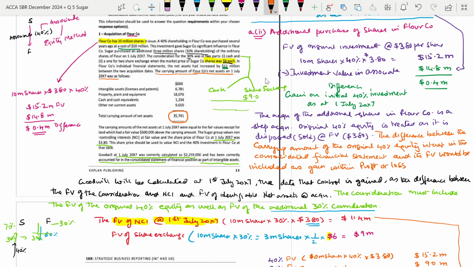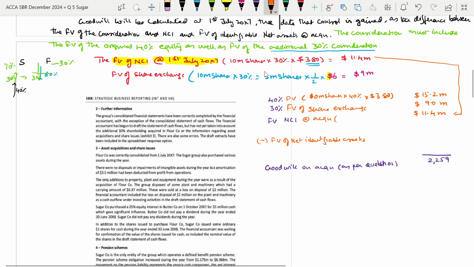35741. Now read the next line. The carrying amount of net assets on 1st July was equal to the fair value, except land, which has a fair value of 600,000. It means you have to add 600, because they are saying that the value of the land has been increased by 600. Except for land, 600.